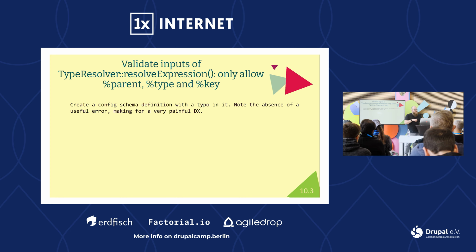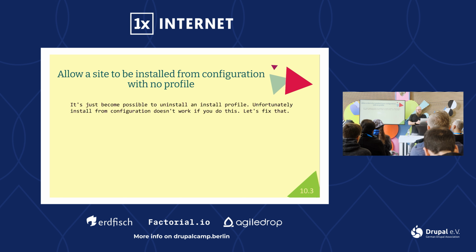And this type resolver resolve expression used to not be strict in what kind of % thing it would accept. You could write %parent or %parents, and it would try to do something with %parents and break because it wouldn't exist and wouldn't know what to do with it. So we've made it better. Here on Drupal.org, it said, note the absence of a useful error, making for a very painful developer experience. And it used to be quite painful, and now is a little bit less so.